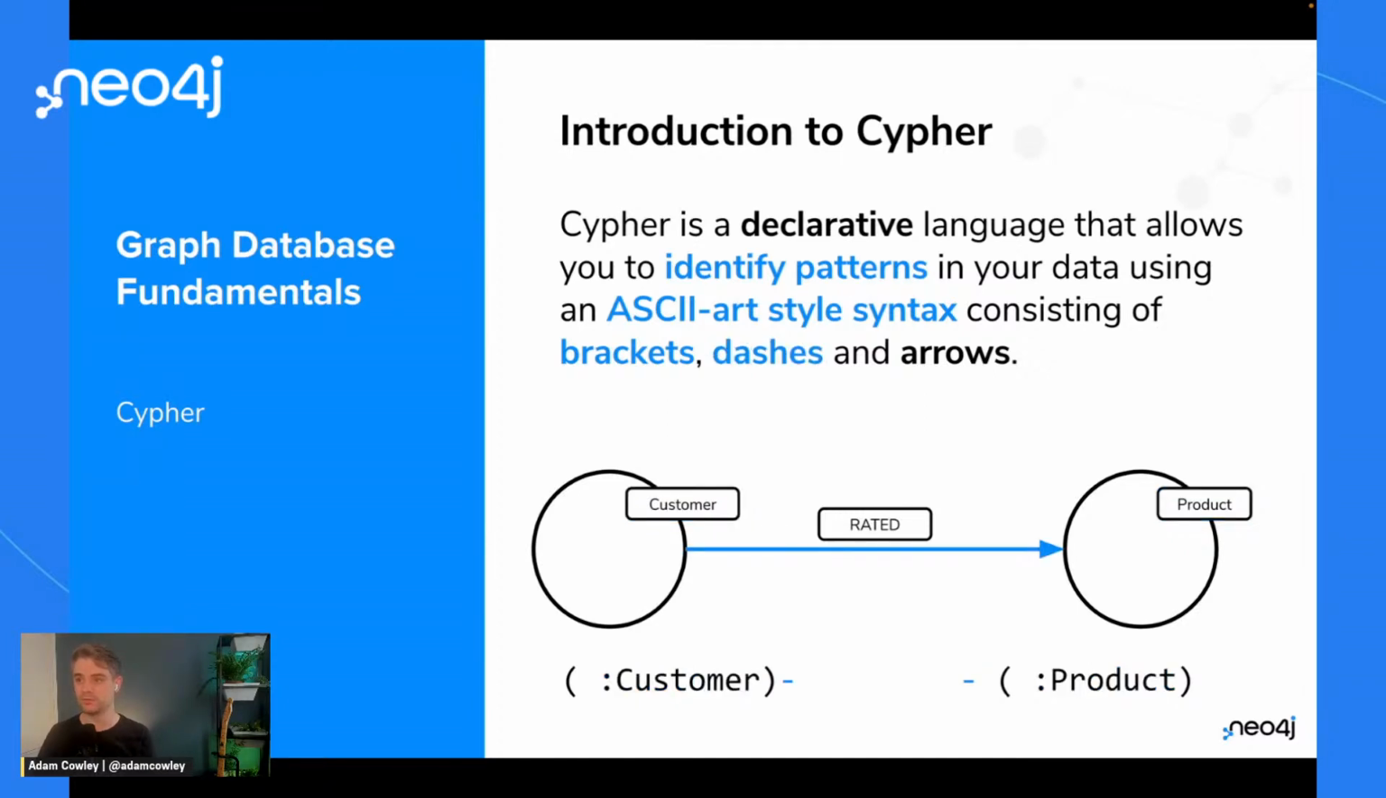In order to draw the relationships, we use dashes, specifically 2 dashes. And then we can use a greater than or less than arrow to denote the direction of that relationship. So in this case, the relationship is going from the customer to the product. We use square brackets to draw a box around the relationship. And like with the nodes, we can use the colon to specify the information about the relationship. In this case, the relationship type with a colon.